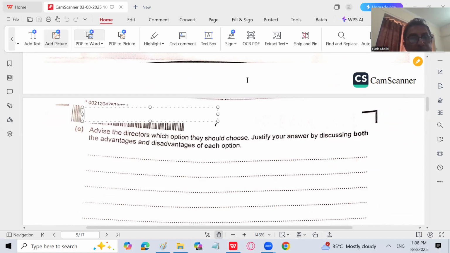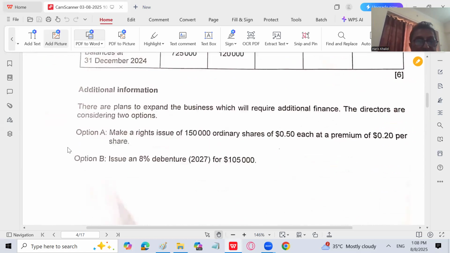So I'm not going to write it down. I'm just making you understand how we are going to do that. So make a right issue of 1,50,000 ordinary shares. If you multiply it with 0.7, 1,50,000 into 0.7, you will get 1,05,000. So issue an 8% debenture for 1,05,000. So debenture will increase your non-current liability, which has to be repaid at some stage in 2027. So there is an increase in non-current liability.